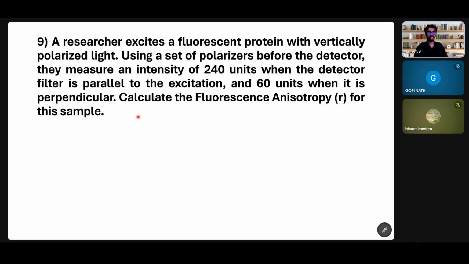So I'll probably give time at least till one of you comes with an answer. The intensity is 240 units when the filter is parallel, and the intensity is 60 units when the detector filter is perpendicular. So using these values, you have to calculate the anisotropy factor. I think towards the last lecture, you would have gotten a formula for your fluorescence anisotropy using the parallel and perpendicular intensities. So using that, you have to calculate it.